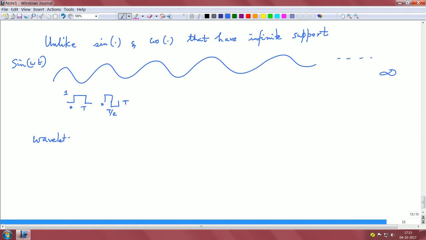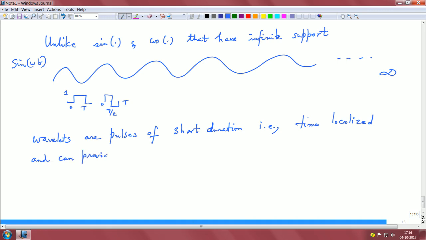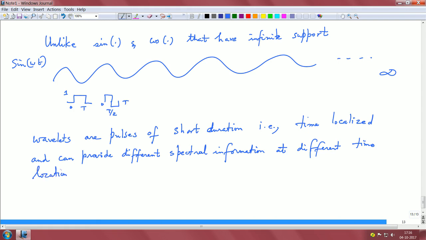So, unlike sine and cosine that have infinite support, wavelets are pulses of short duration, that is, they are time localized and can provide different spectral information at different time locations of the signal.